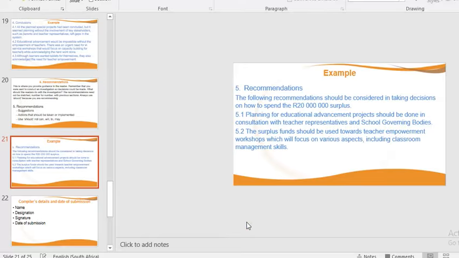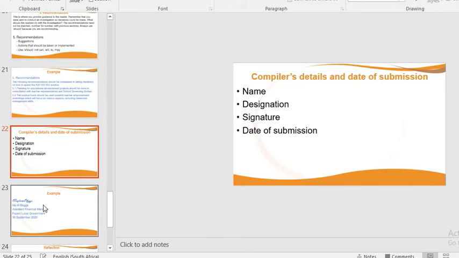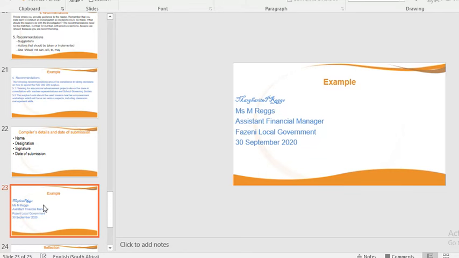Simple, just like that, and you're done. You're 100% and you're sorted, just like that. So it's simple. Compiler's details and date of submission: your name, designation, signature, and date of submission. You see, just like this. So that's all, you guys, and make sure that you use your workbook and your study guide to write this, and you're going to be fine.